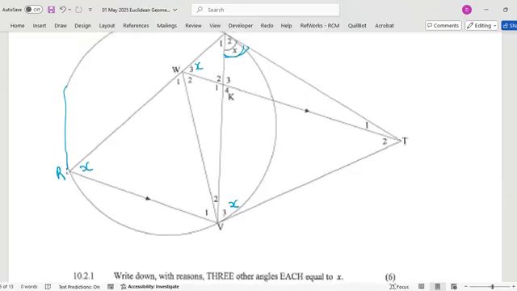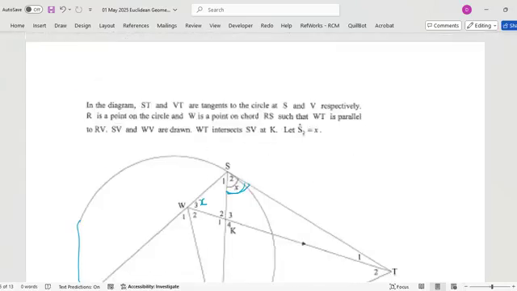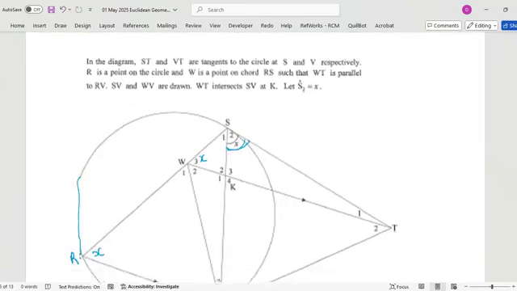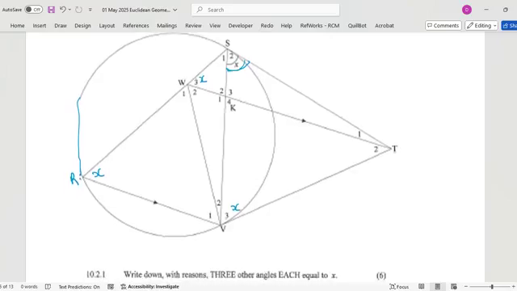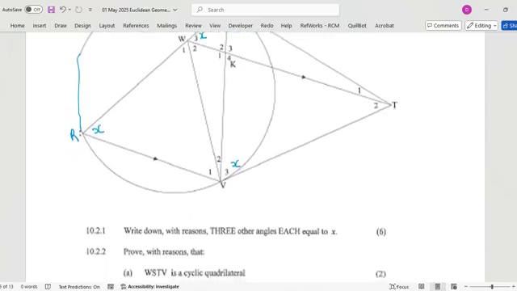Now they are saying write down, with reasons, 3 other angles that are equal to X. We did find the 3 angles that are equal to X. The first one will be V3, and the reason is angles opposite equal sides. The other one will be R, it is the tan chord theorem. The other one will be W3, that is corresponding angles.